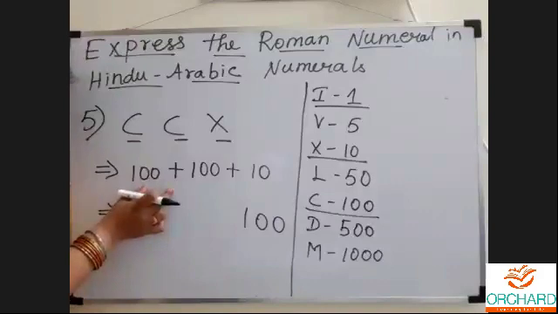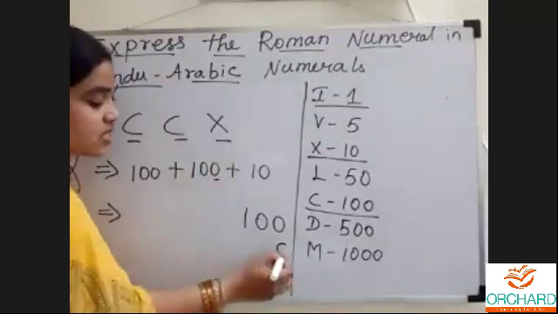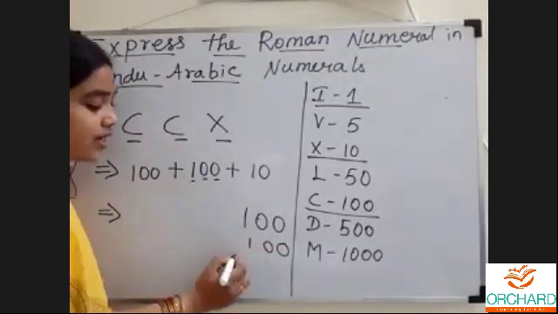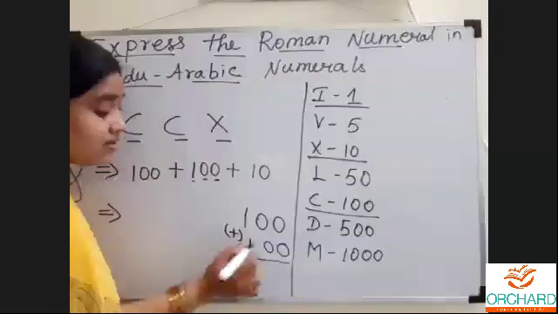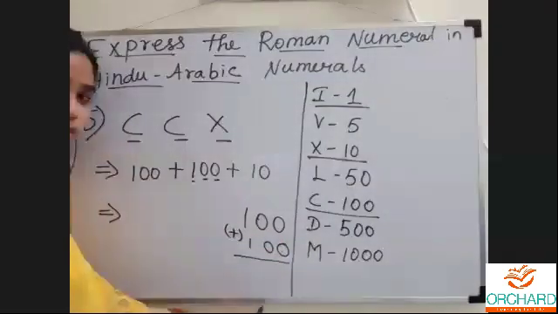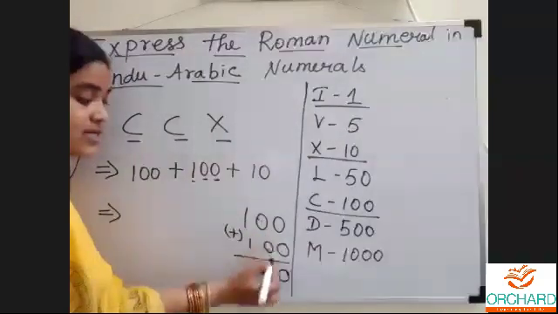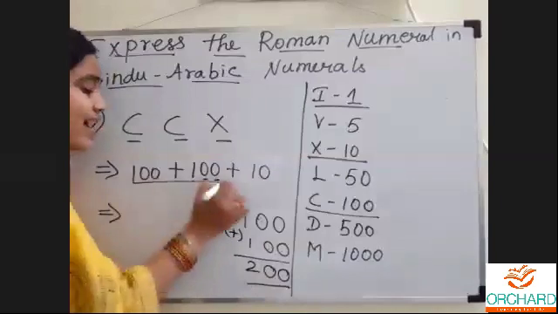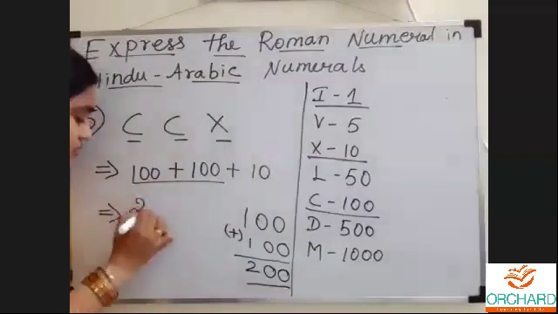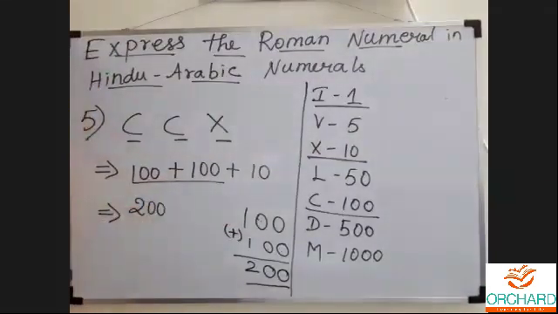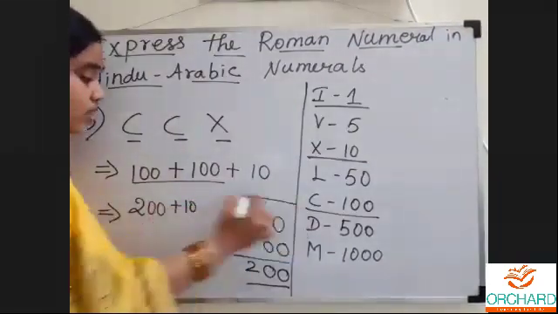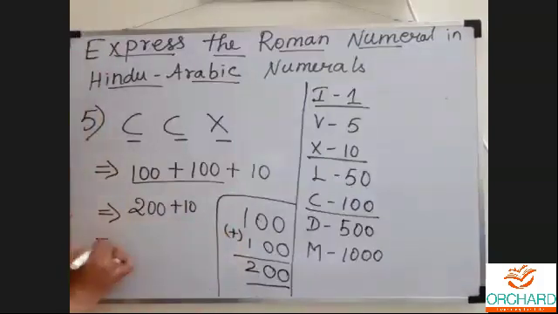Always you have to start from the ones place. 0 in ones place, 0 in tens place, 1 in hundreds place. Now add it here. 0 plus 0 is 0, 0 plus 0 is 0, 1 plus 1 is 2. So when we add 100 plus 100, we get 200. Now one more value is there, plus 10. What will we get? 200 plus 10 will get 210.